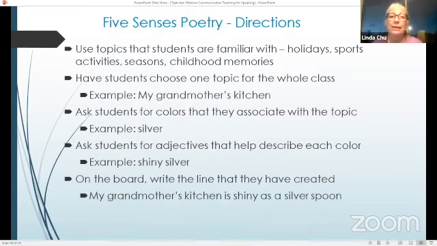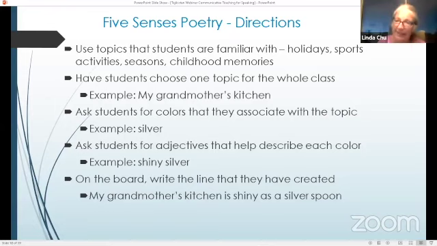So how do you do it? First of all, use topics that are familiar to the students. For example, holidays, sports activities, seasons, childhood memories. These are all things that students would be able to talk about. Even at a lower level, you can use something like this because students will have some kind of general knowledge about these topics.